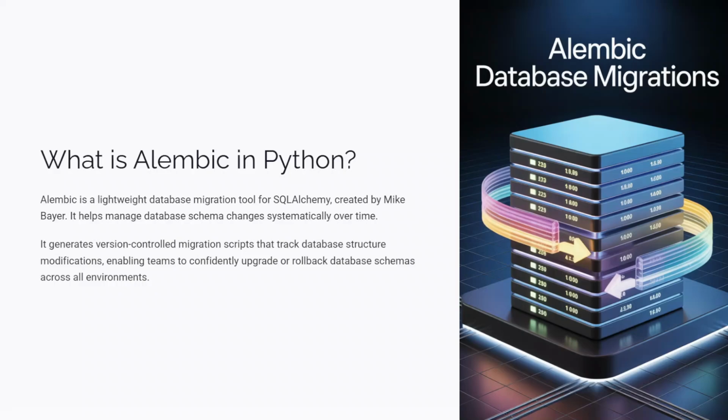In this video we are going to look at what is Alembic in Python. So Alembic is a lightweight database migration tool for SQLAlchemy created by Mike Bayer. It helps manage database schema changes systematically over time, and it generates version controlled migration scripts that track database structure modifications, enabling teams to confidently upgrade or roll back database schemas across environments.